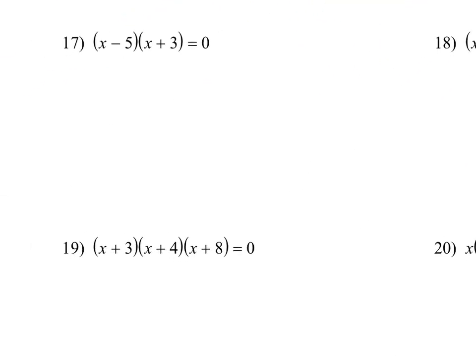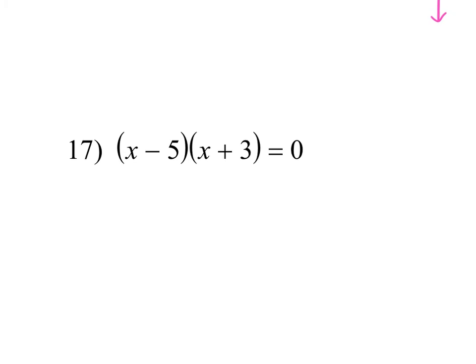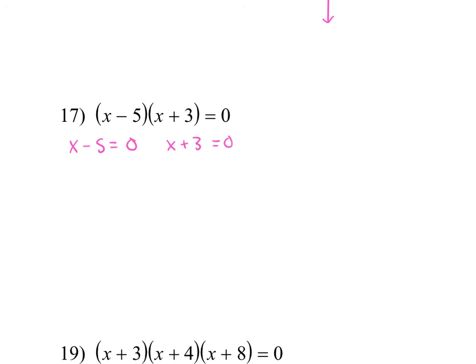Alright, let's look at 17. How do we find our zeros? Set each piece equal to 0. So x minus 5 is equal to 0, x plus 3 is equal to 0. What do we get for x? Positive 5. And what about for the second one? Negative 3. So we put our points at positive 5 and negative 3.